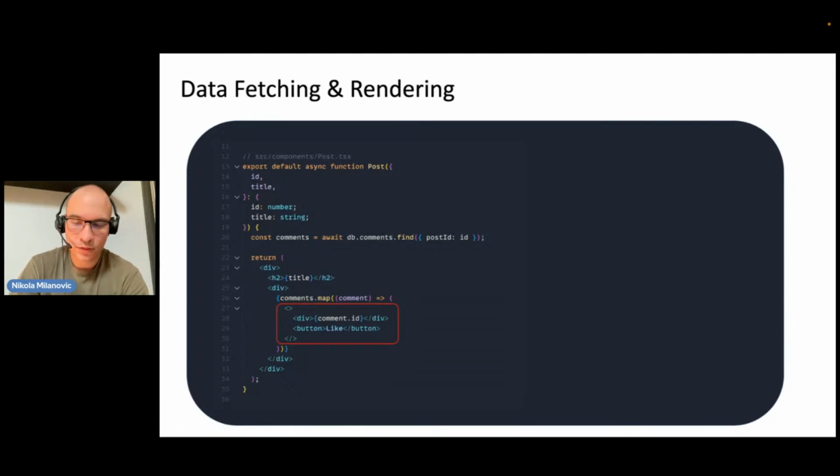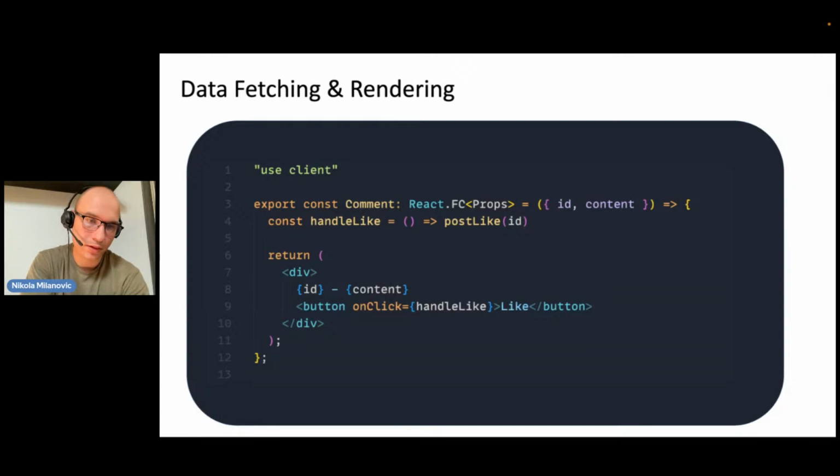So what we have to do is take this JSX here and put it in another file in its own component. So we created a comment component, and we said use client. So now Next will know that this is a client component, so you can actually attach an onClick handler here. Basically we get the ID and the content, we display the content, and then we put the handle like, which posts the like for that comment.